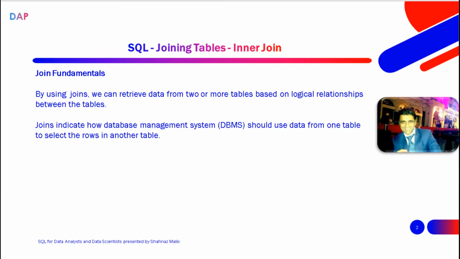Now, to start with join fundamentals, let's understand this in simple terms. By using joins, we can retrieve data from two or more tables based on a logical relationship between the tables. You should be aware of what a relationship is, what logical relationships between tables are. If you don't, just send me a comment and I will explain it further. Joins indicate how a database management system should use data from one table to select the rows in another table.